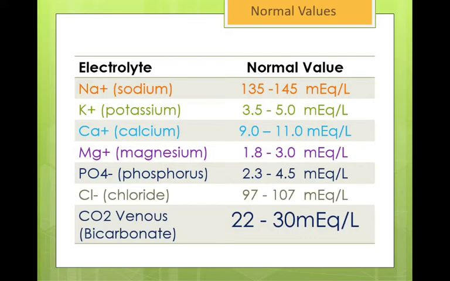But remember, if you know your normals, you know what side of normals you're on. If you know you're low, you're going to see symptoms that range on the hypo side. If you have numbers towards the high side, you're going to have symptoms that range on the hyper side. And then, of course, the higher you get, the more dangerous your symptoms are. The lower you get, the more dangerous your symptoms are. So again, good things to memorize and know.